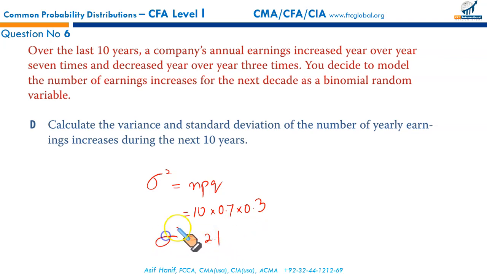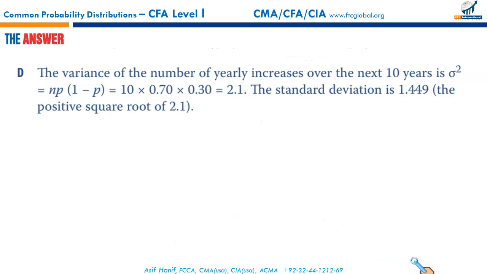Now this is the variance, and if you need standard deviation, simply take the square root, and square root of 2.1 would be 1.449. Right, that's all. Simple, straightforward as it is.